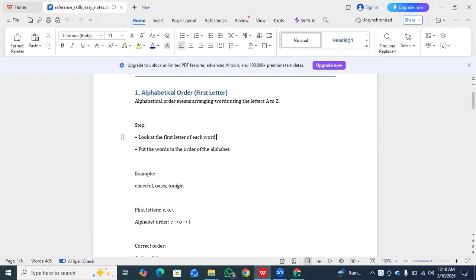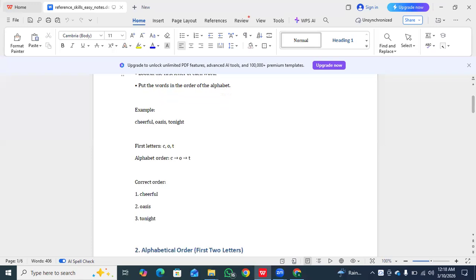Like we have an example: cheerful, oasis, tonight. We have three words. Look at their first letters: C, O, and T. Look at their first letters, and we have alphabetic order. Like C comes first, then O, and then T. So the correct order of the words is cheerful, oasis, tonight.